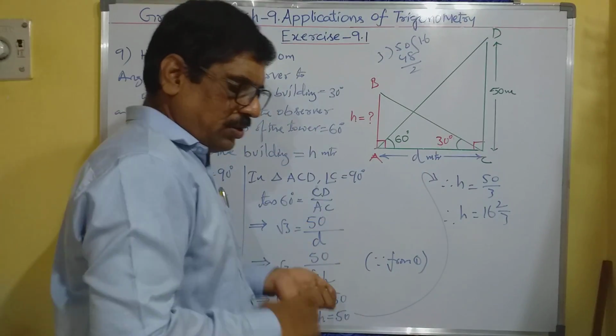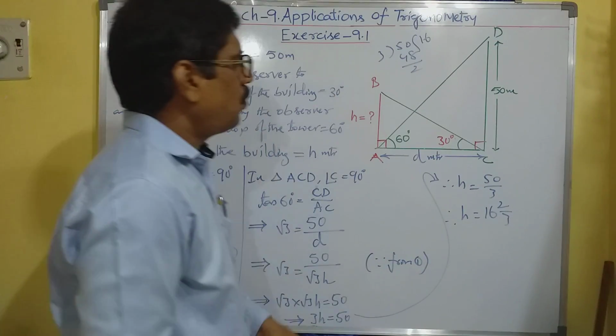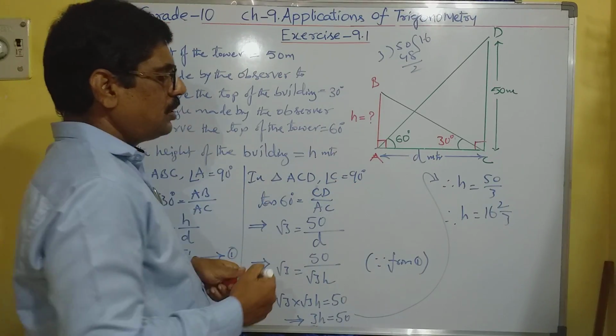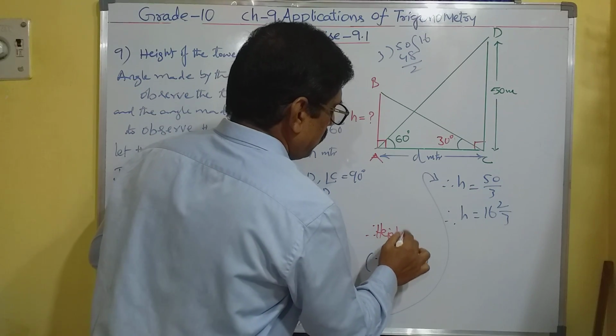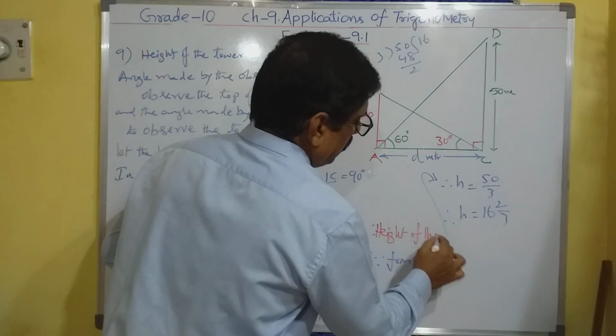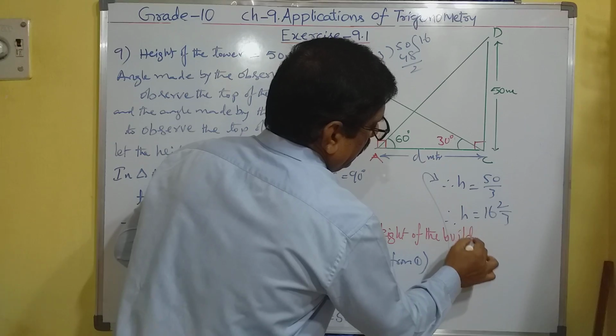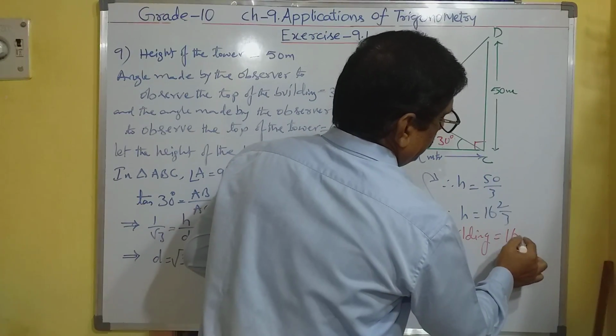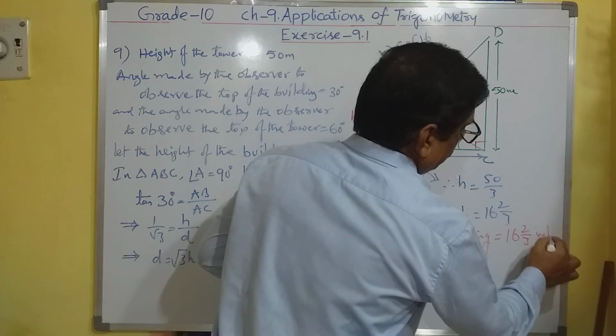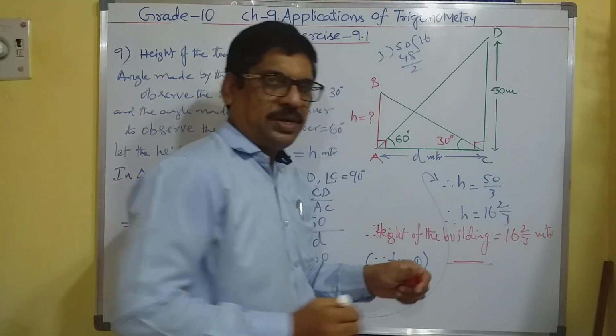So what is the conclusion we need to write? What is this H value? Height of the building. Therefore, the conclusion is very important. You must write it. 16 2 by 3 meters. Okay, did you understand?